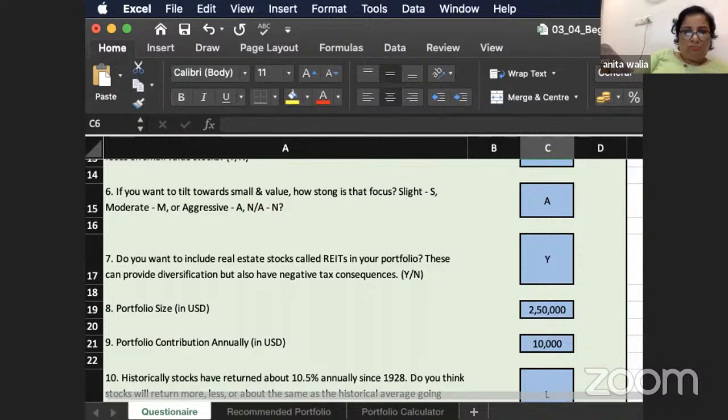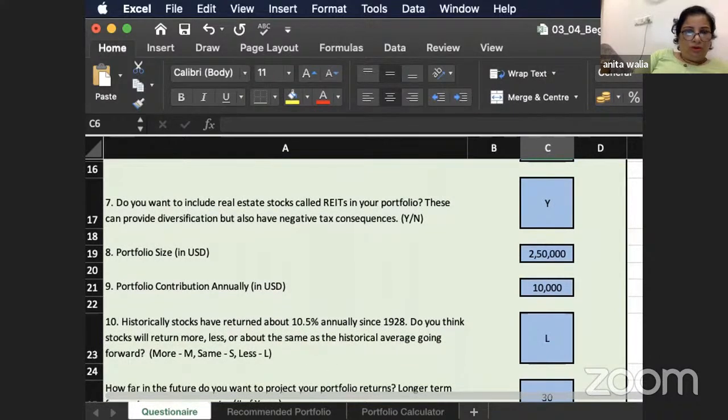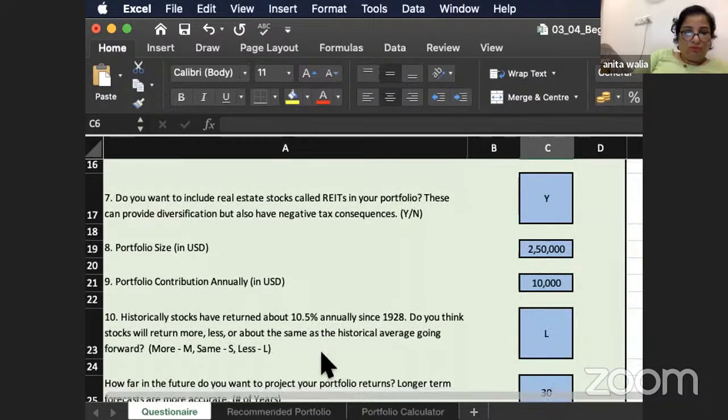Let's say we put around $50,000, right? And the investor is going to save money every year to put toward this particular portfolio. So the annual portfolio contribution, how much the investor is going to save additionally, apart from this, is 10,000 going forward. Next is for forecasting purposes.